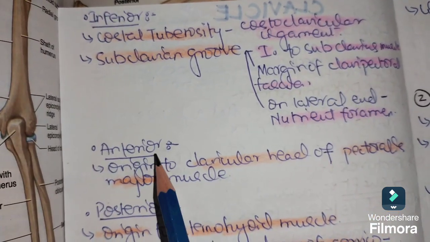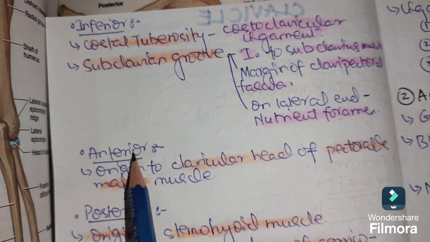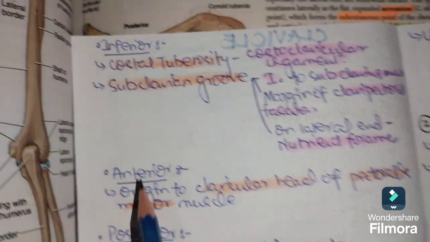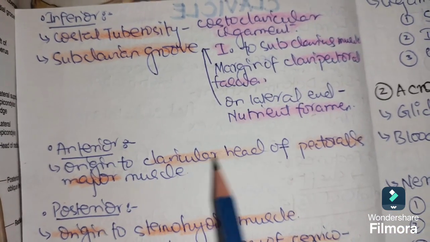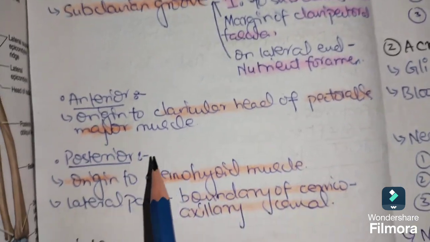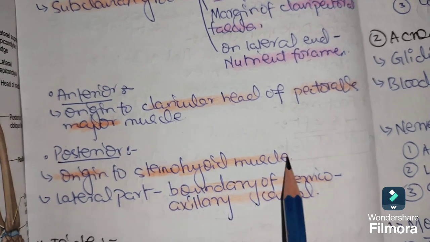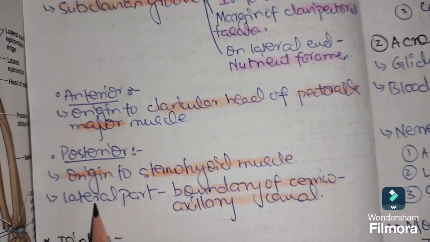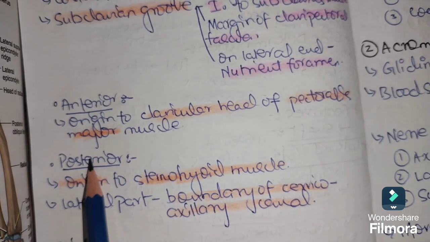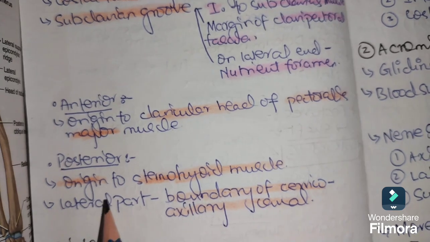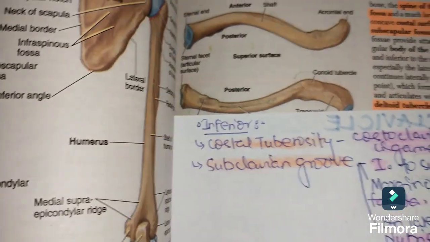And since there were 4 surfaces, we discussed the superior and inferior, and now the anterior surface. Obviously the anterior surface has got the origin of the clavicular head of pectoralis major muscle, and the posterior surface has got the origin of sternohyoid muscle, and the lateral part of the posterior border of the medial 2/3 of the shaft of the clavicle forms the boundary of the cervicoaxillary canal. Got it?